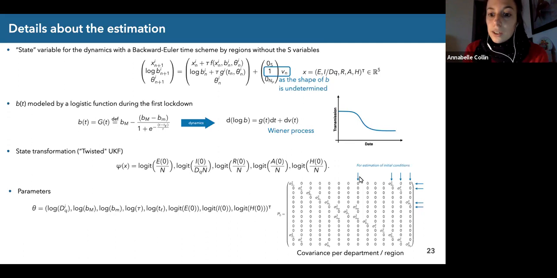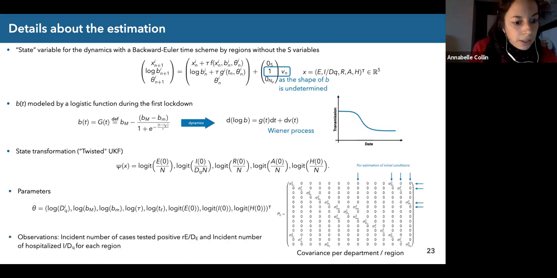In order to estimate the initial conditions, the covariance matrix per department or per region is not diagonal, as you can see here, because I will couple the initial condition with the estimation of the state covariance, initial covariance, which corresponds. Sorry, and I will consider, for now, the incidence number of cases tested positive and the incidence number of hospitalized for each region.